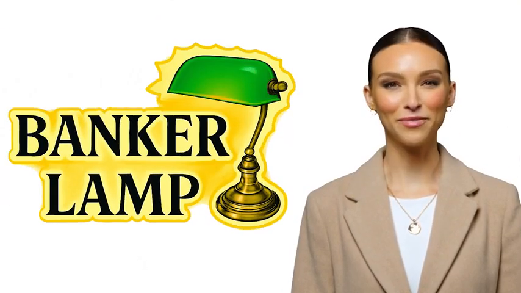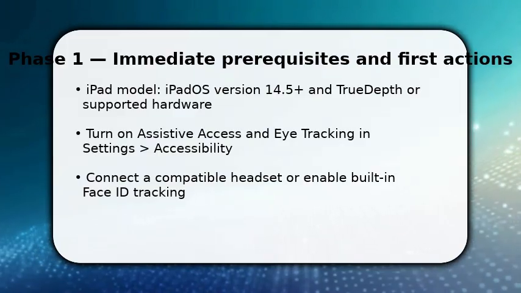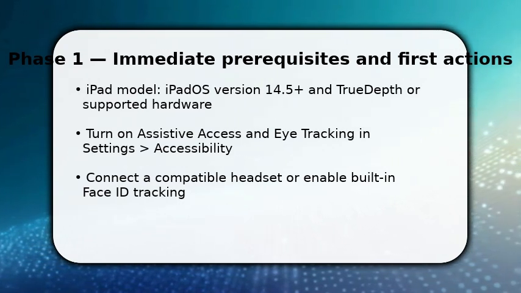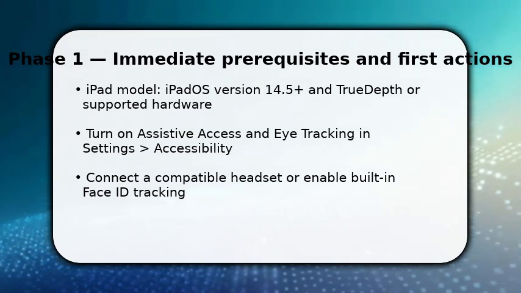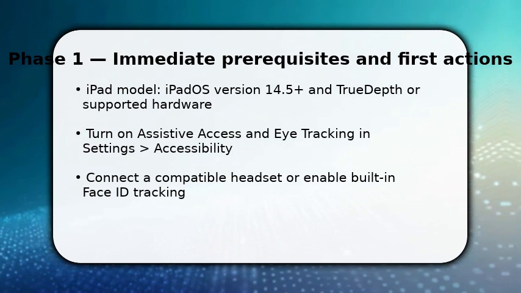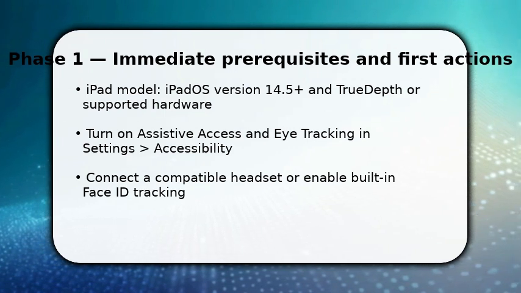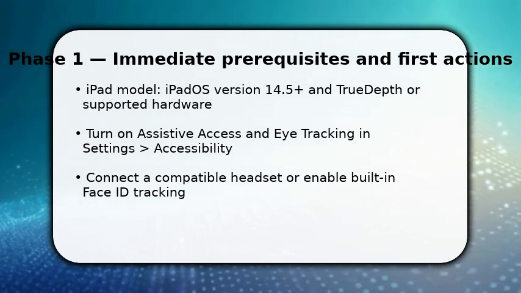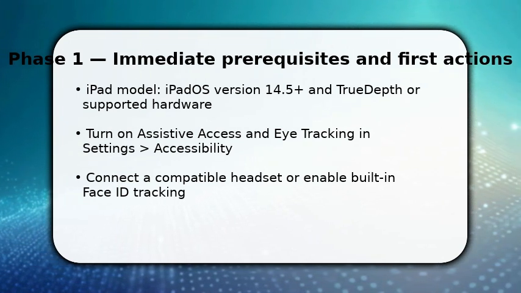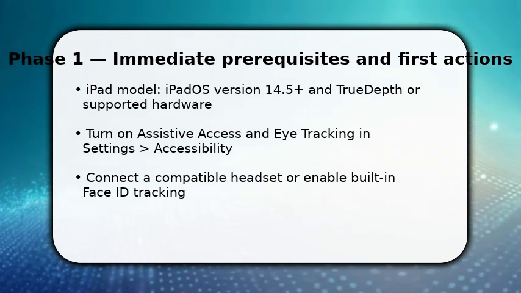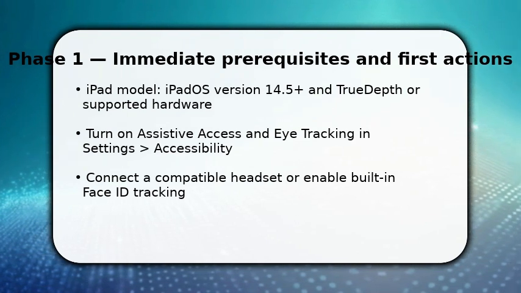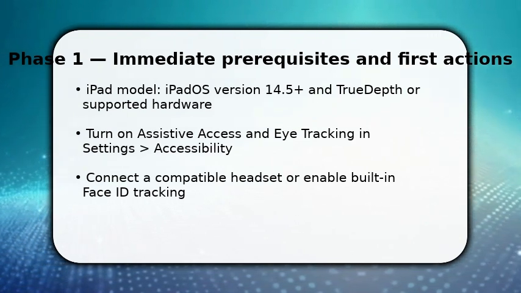Please enjoy the video. You begin by confirming your iPad model and iPadOS. This matters because eye tracking needs specific hardware and OS features. Once done, open Settings, go to Accessibility and enable eye tracking. This activates the pipeline. Connect any required external tracker or make sure the Face ID camera is unobstructed. Otherwise, tracking will be inconsistent.